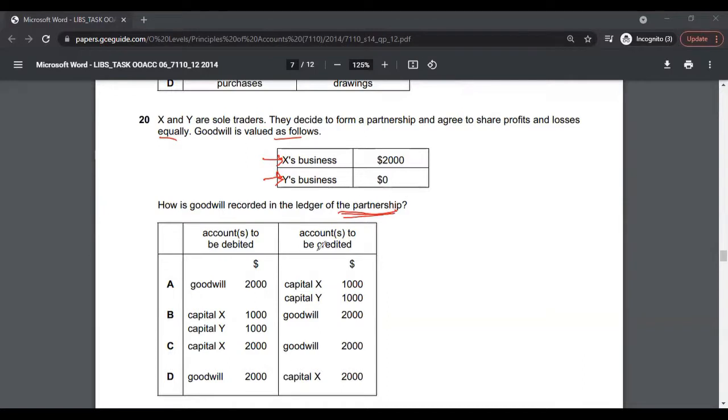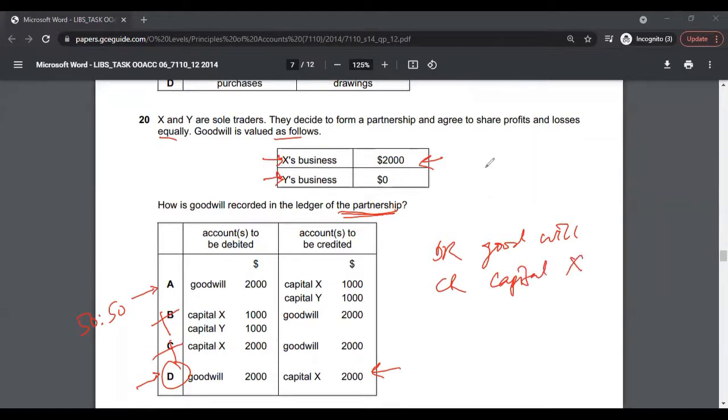So, of course, debit goodwill, that's for sure. So you can eliminate option B and option C. So it's either option A or option D. So now you're down to 50-50. Since only X's business has goodwill, it's only going to be X's capital. So the answer to multiple choice 20 is option D, debit goodwill, and then credit capital X.